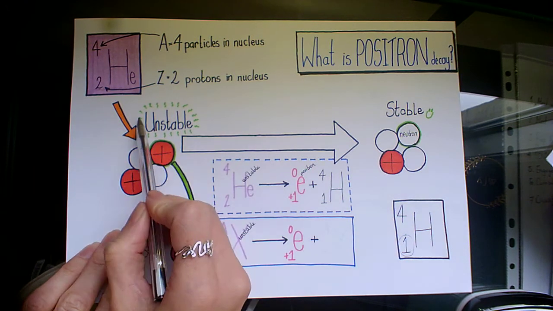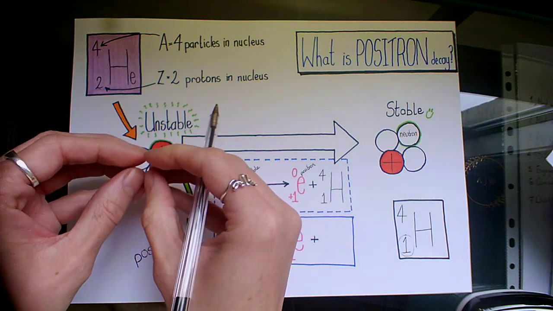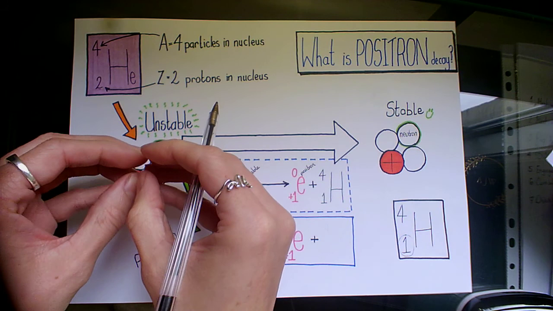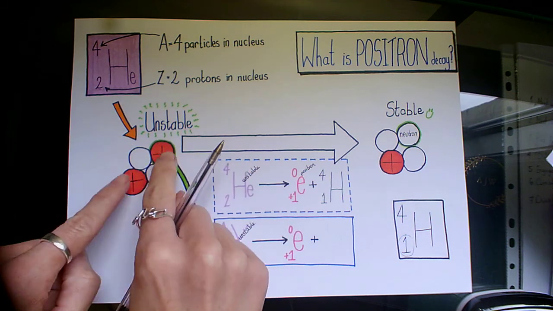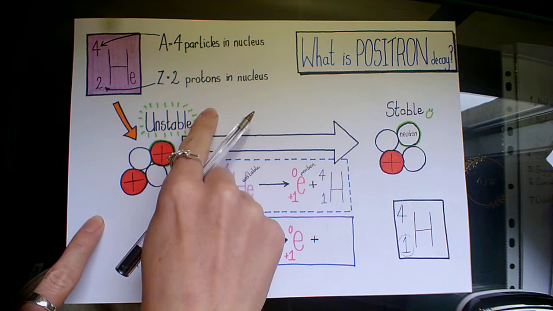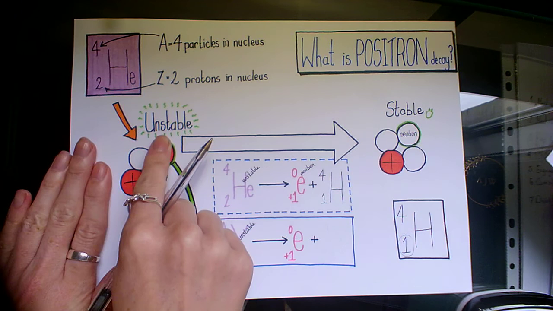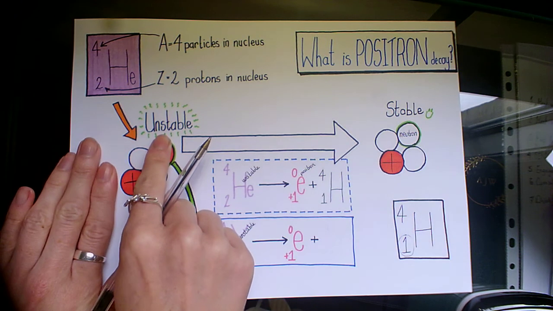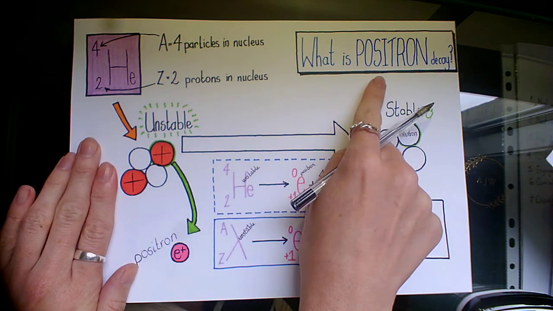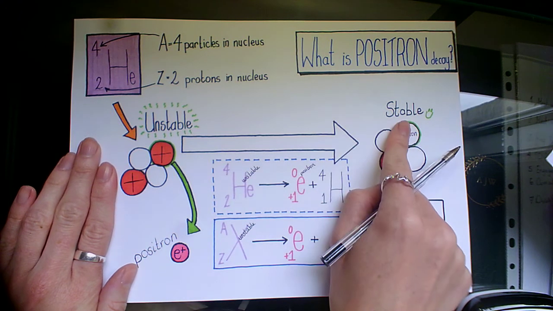And at the moment, this nucleus is unstable, meaning that the strong nuclear force that holds this nucleus together isn't quite strong enough to overcome the fact that these 2 protons want to push away from each other. So we have got an unstable nucleus. But the nucleus can do something about that. It can decay via positron decay. That's one of its options in order to become stable again.